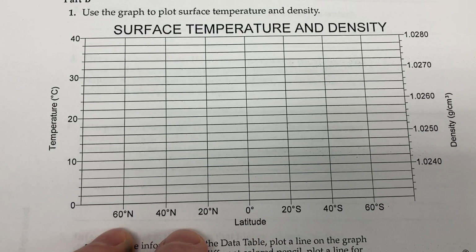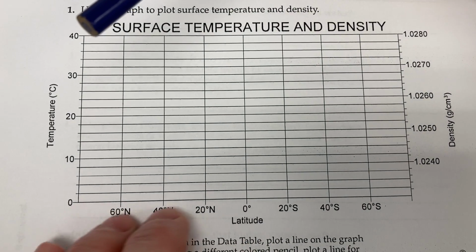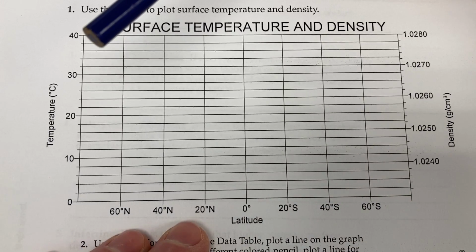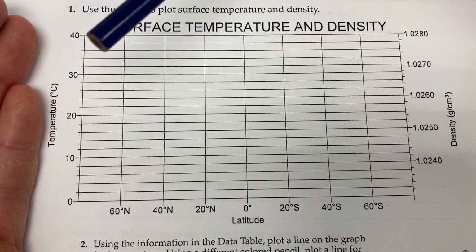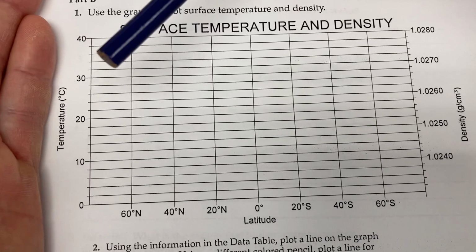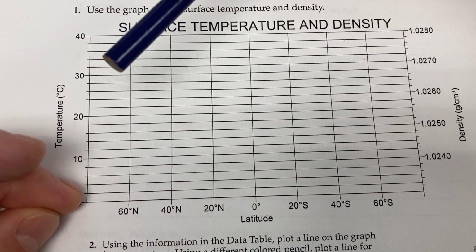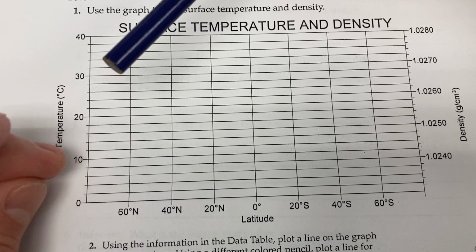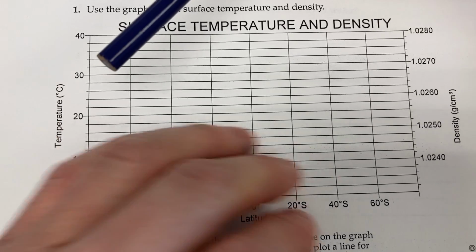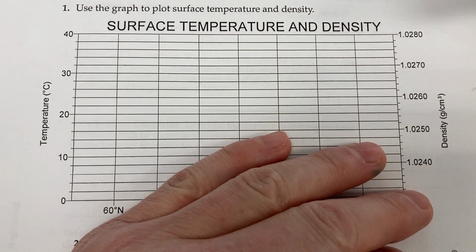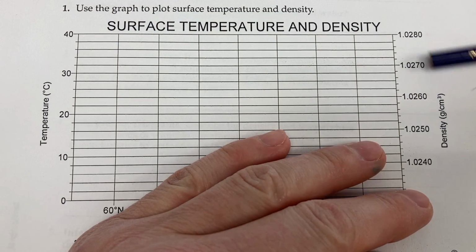So on the x-axis, we have latitude. So no matter what we're plotting, it's plotted against latitude down here. Okay, on this y-axis over here, we have temperature in degrees Celsius. So all these lines here are going up by 2 degrees, 0, 1, 2, 3, 4, 5, 6, 7, 8, 9, 10, okay? On this side over here, we're going to graph density, so the density of the water.